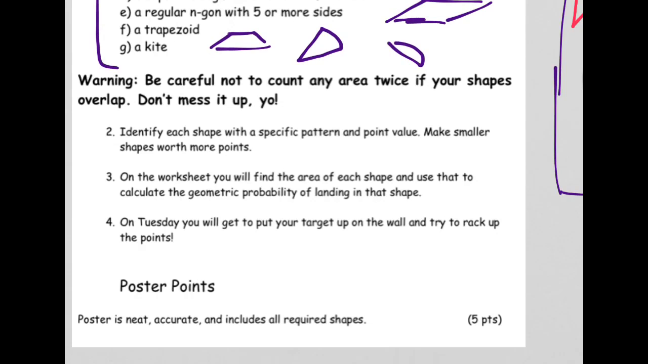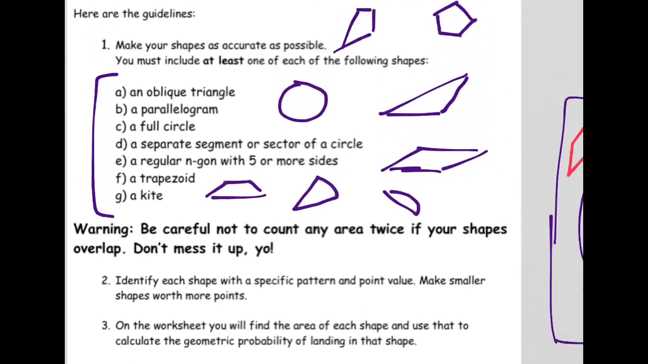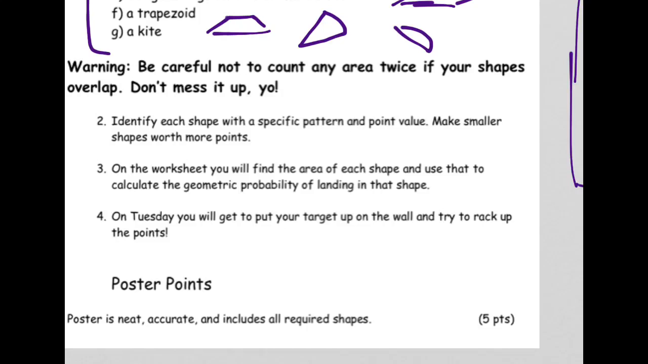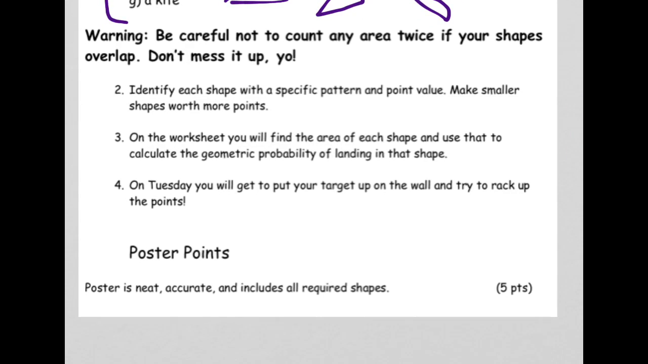Shortly, you will get a new worksheet, a stapled sheet, 2 sides, front and back. And on that sheet, you're going to be calculating all the areas of your shapes in addition to the geometric probabilities. So we will get that shortly. But that's the main idea there. Hope you don't have any questions. Should be fairly self-explanatory. Just make those shapes, calculate your areas, and label some points on there.